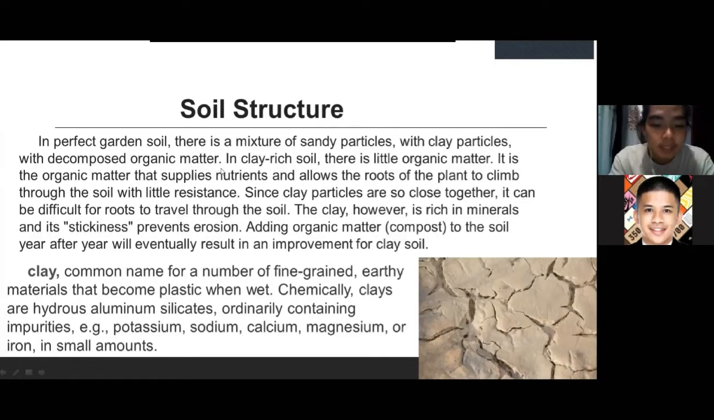Clay. Clay is a common name for a number of fine-grained, earthy materials that become plastic when wet. Chemically, clays are hydrous aluminum silicates, ordinarily containing impurities, potassium, sodium, calcium, magnesium, or iron in small amounts.